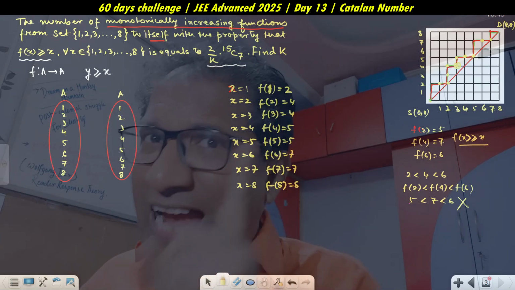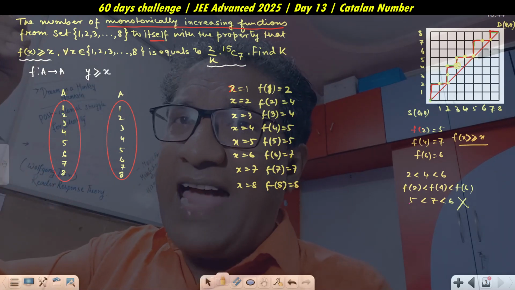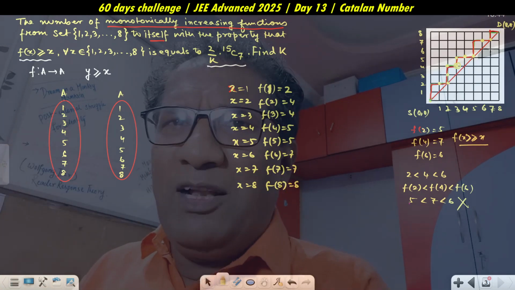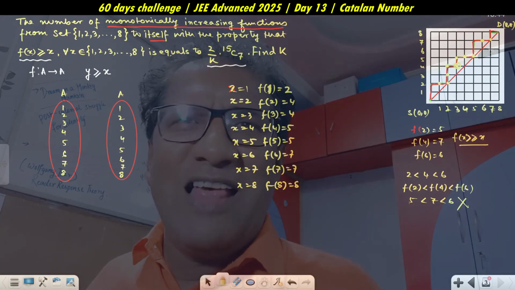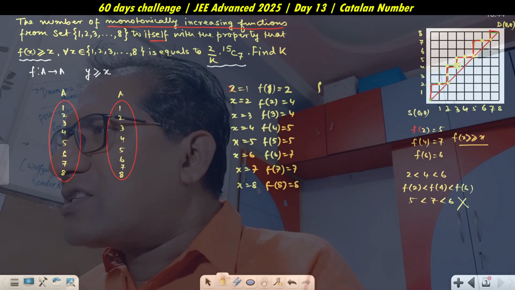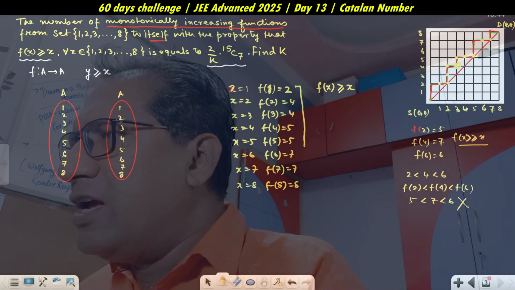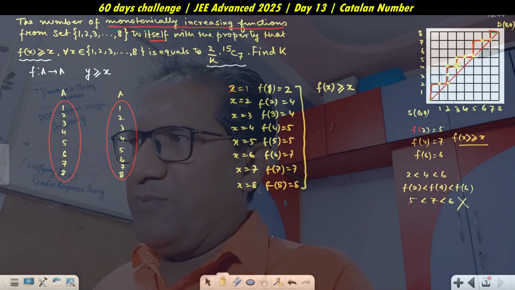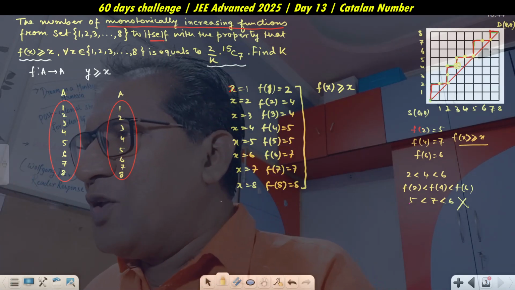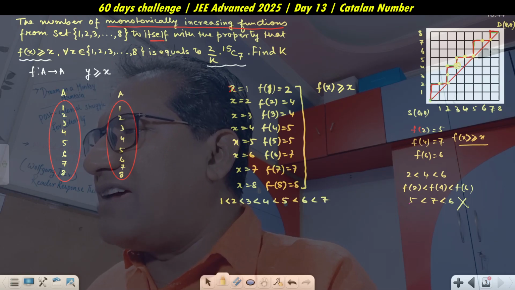If it satisfies, then whatever good path means, all the paths above the diagonal in this case, because your f(x) is greater than or equal to x, will resemble the Catalan number. As simple as that. Please check this one. First of all, f(x) everywhere is greater than or equal to x. This is satisfied by simply looking at those 8 values. Now, is it a monotonically increasing function? Let us check. 1 is less than 2, less than 3, less than 4, less than 5, less than 6, less than 7, less than 8.